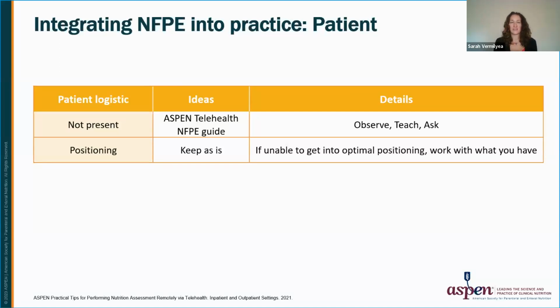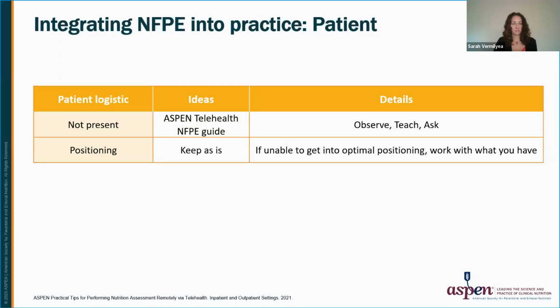Another patient-related logistic is positioning. Sometimes we can't get the patient into the optimal positioning, and if we're not able to, just work with what you have. Don't throw the whole thing out the window because everything isn't exactly how we want it. Maybe they're having pain, maybe they're not able to get into that position, maybe you don't even have time to try to get them into the position, but just do what you can and you can still definitely get some helpful information.